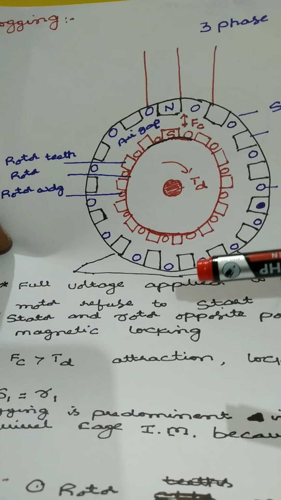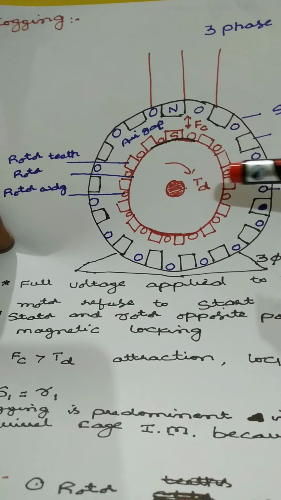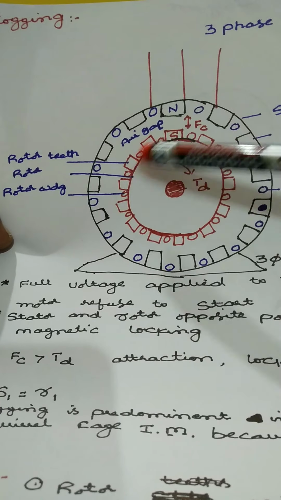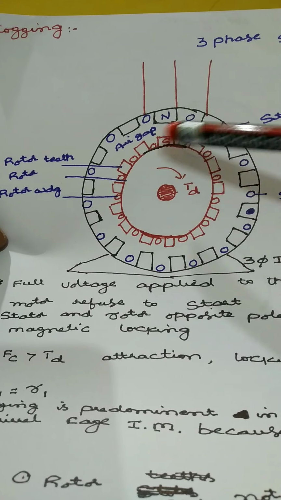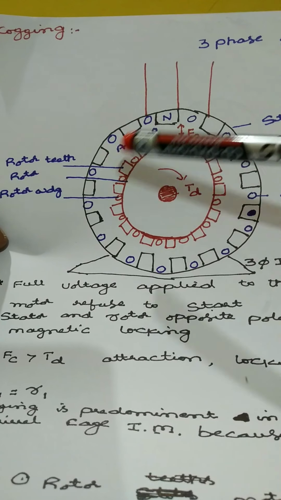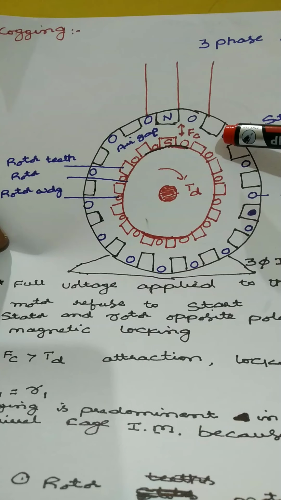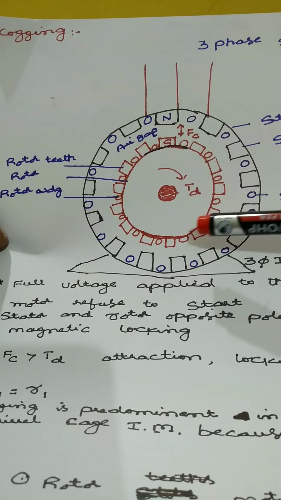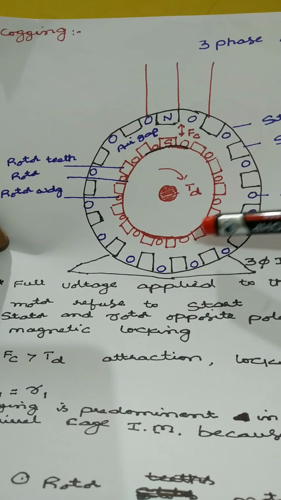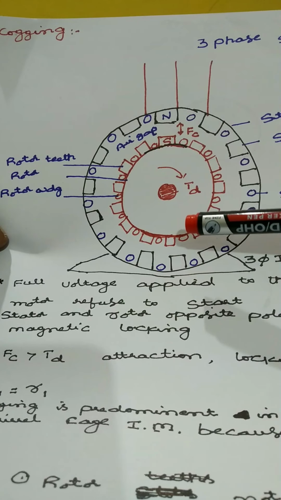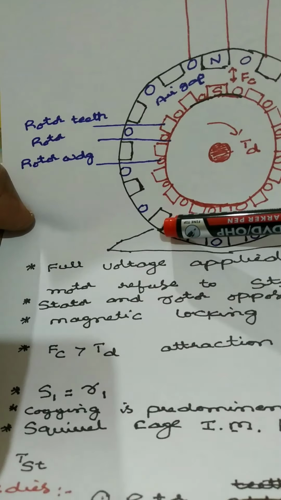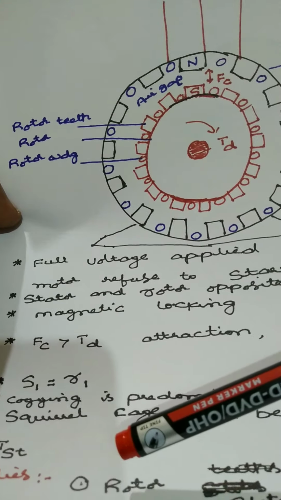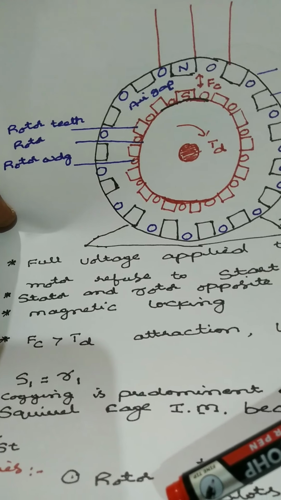Okay, so this cogging phenomenon is predominant in the squirrel cage induction motor because the starting torque is very low in a squirrel cage induction motor when compared to the slip ring induction motor. Therefore, cogging is very predominant in the squirrel cage motor because the starting torque produced is very low.